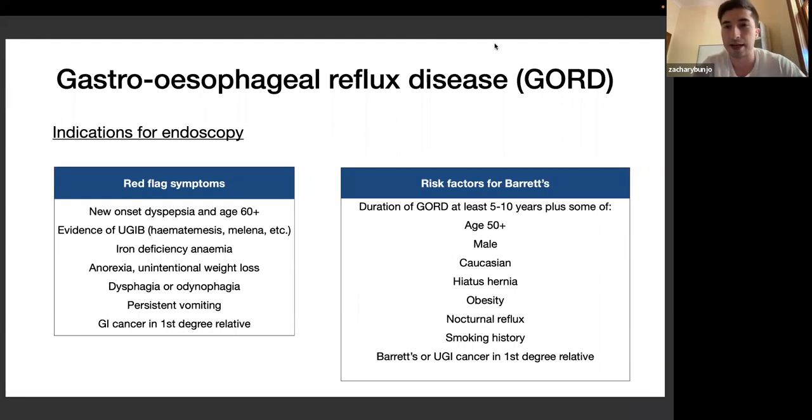In terms of risk factors for Barrett's, you should consider an endoscopy in a patient with long-standing GORD combined with one of these factors that are listed. You can read that for yourselves. And they're obviously all risk factors that are synonymous with increasing your chance of Barrett's and subsequent cancer.